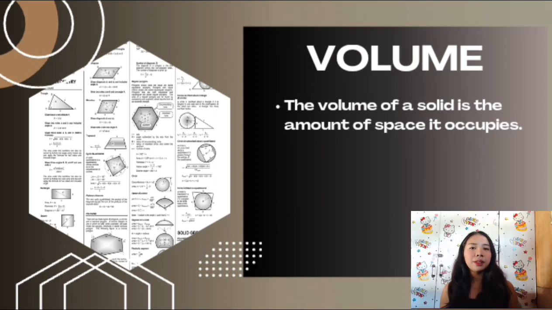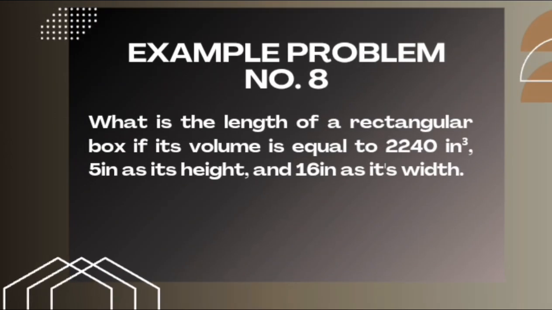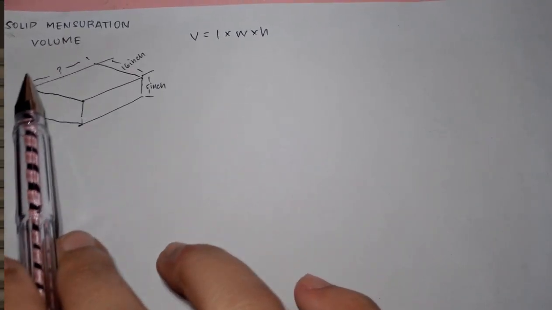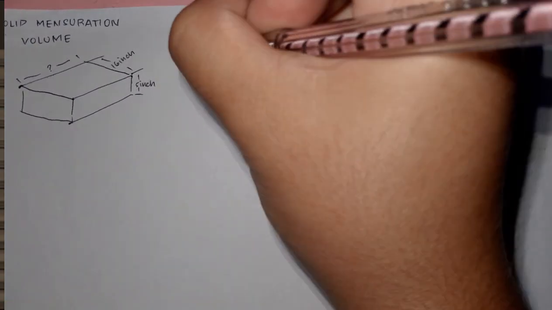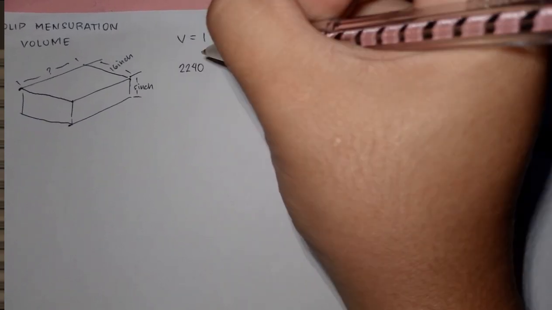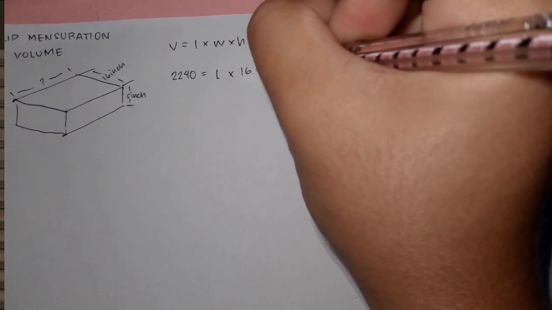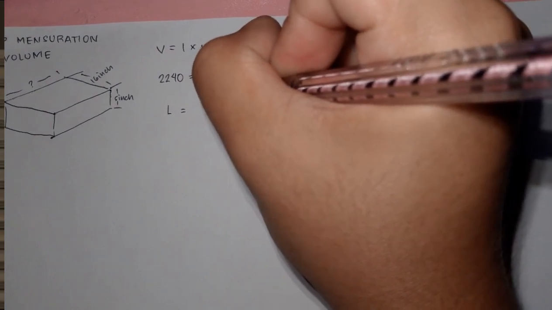Volume. The volume of a solid is the amount of space it occupies. Let's take a look at problem number 8 and try to solve it. Solid mensuration, volume. What is the length of a rectangular box if its volume is equal to 2,240 inches cubed, 5 inches as its height, and 16 inches as its width? So this problem needs some manipulation of the formula. Our given is the volume of the rectangular prism, which is 2,240 inches cubed, its height, which is 5 inches, and width of 16 inches.